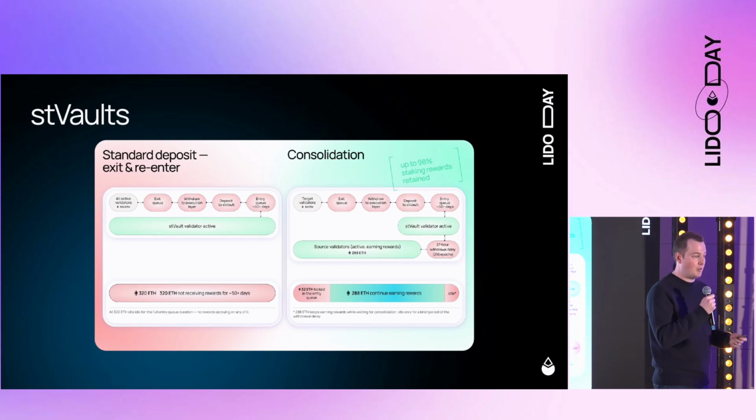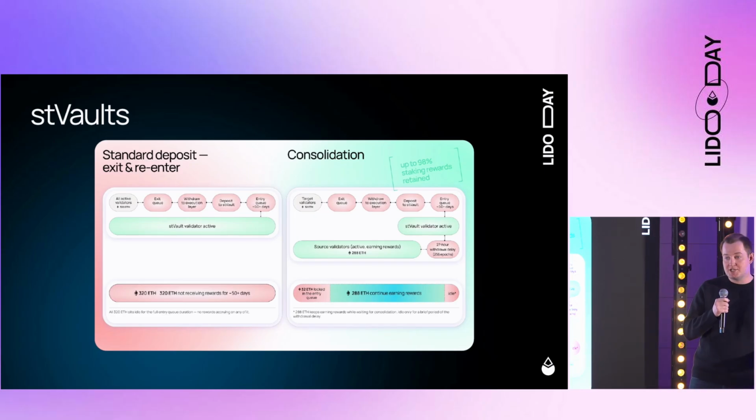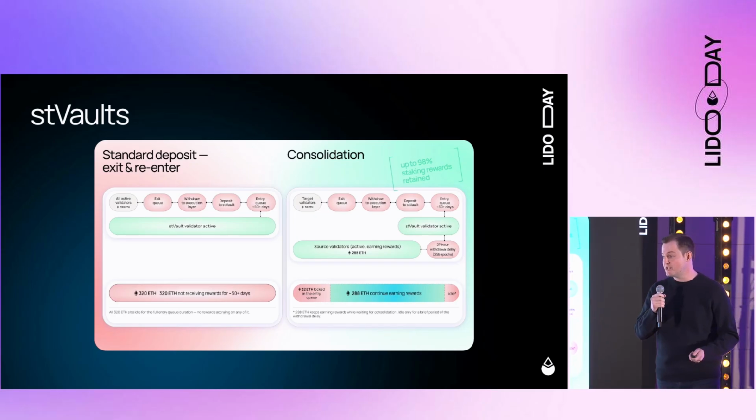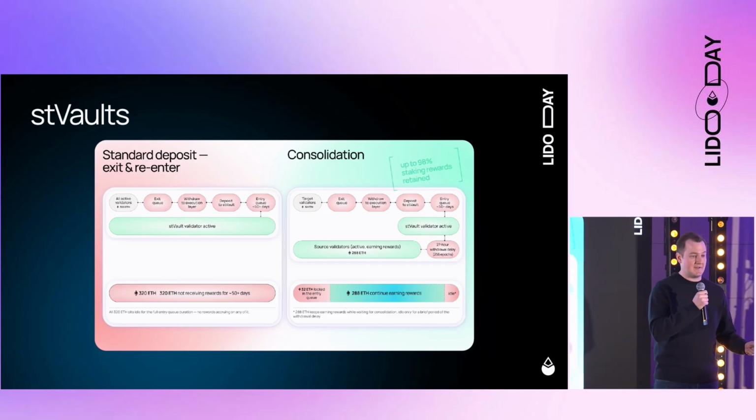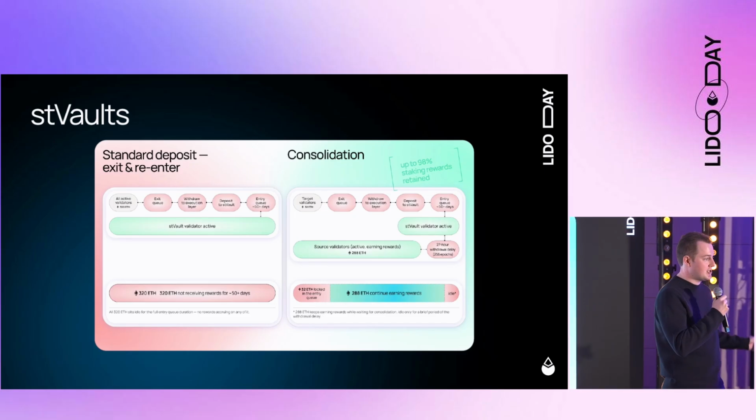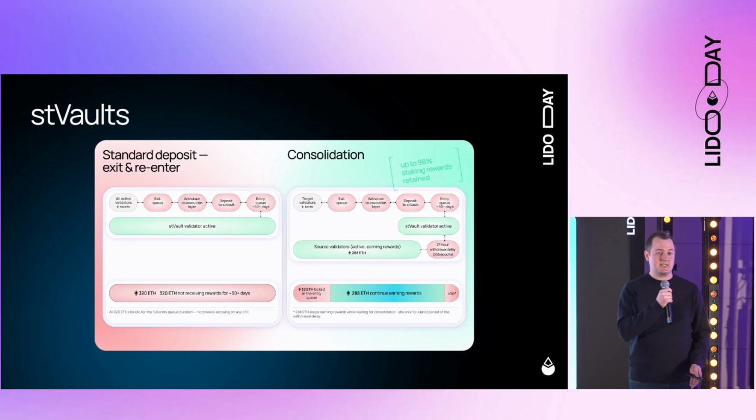And they want to have liquidity for when that happens. Consolidations is a great way to do this in a very capital efficient way. So instead of exiting the 10 validators, you only have to exit one of those validators. Your other 9 validators continue to earn rewards. That one validator that you exit goes through that same flow. You exit, you wait for the sweep, you redeposit it to the vault.